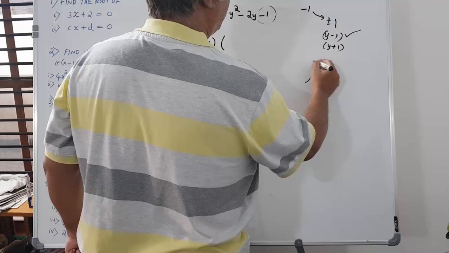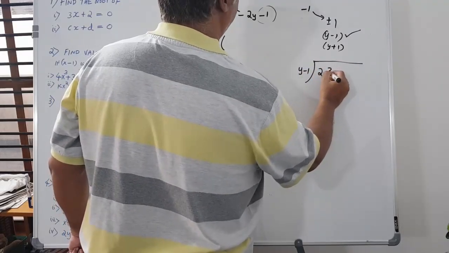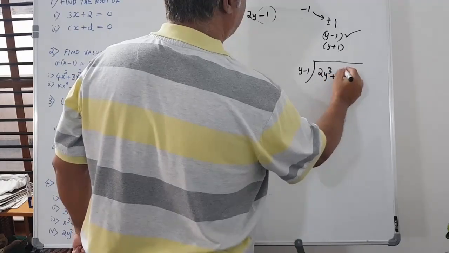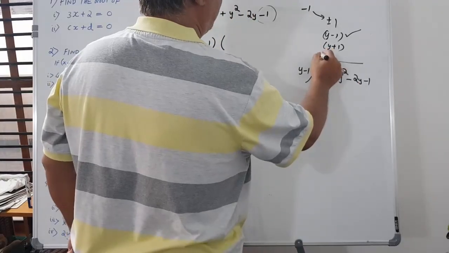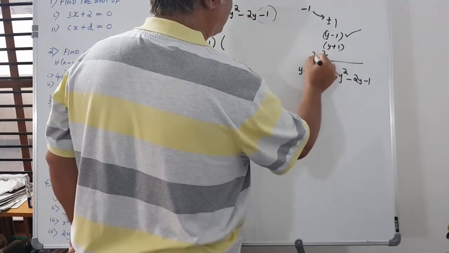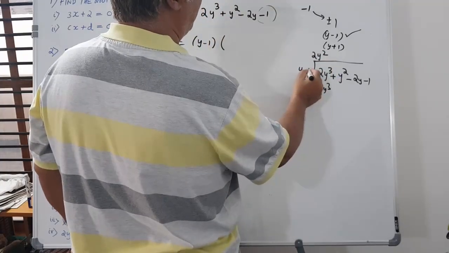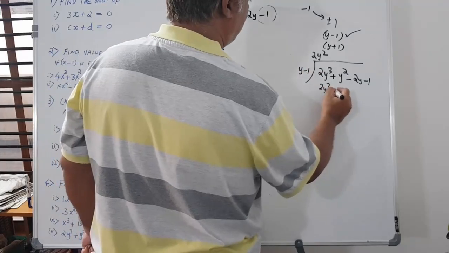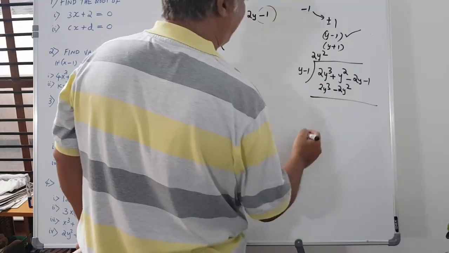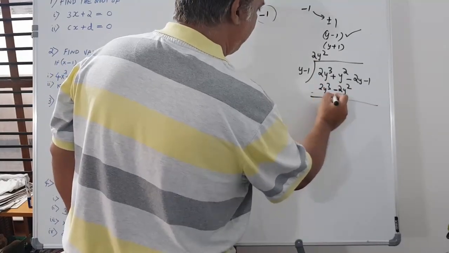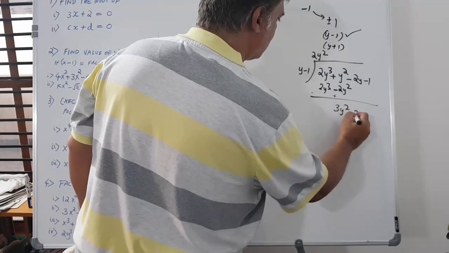So to find out that, we will do a long division. So I have y minus 1 here and I have 2y cube plus y squared minus 2y minus 1. So if I multiply it by 2y squared, I'll get 2y cube here. So that 2y squared is also multiplied by minus 1, so I'll get minus 2y squared here. Okay, when we subtract this, the signs will change. So this will become minus, this will become plus. So I get 3y squared minus 2y.